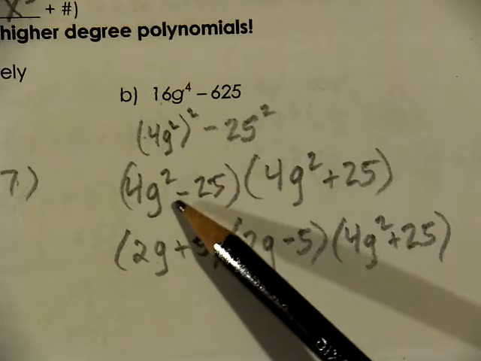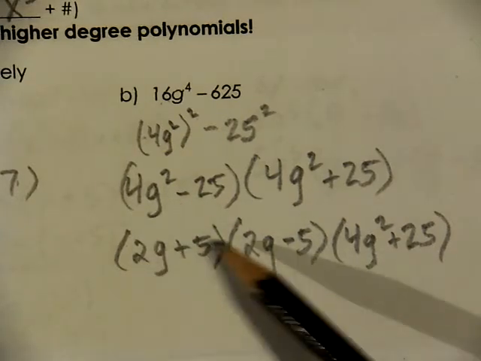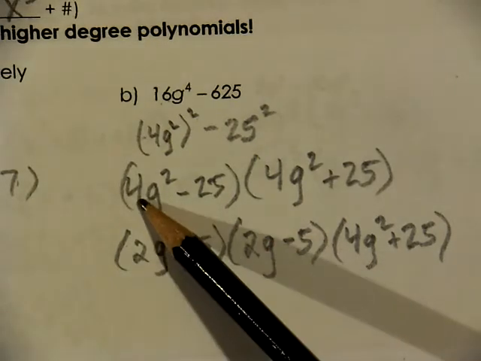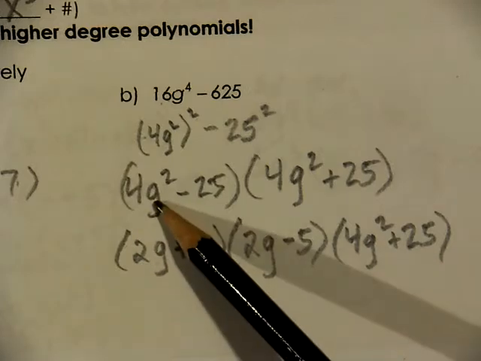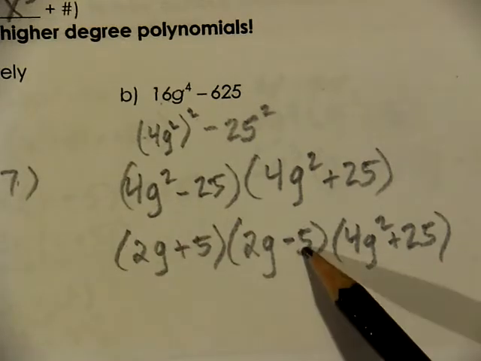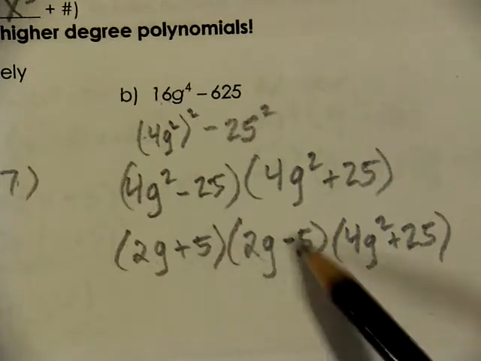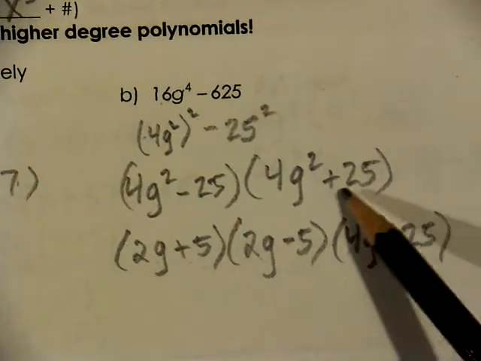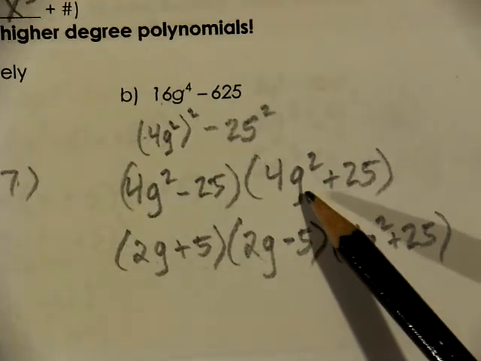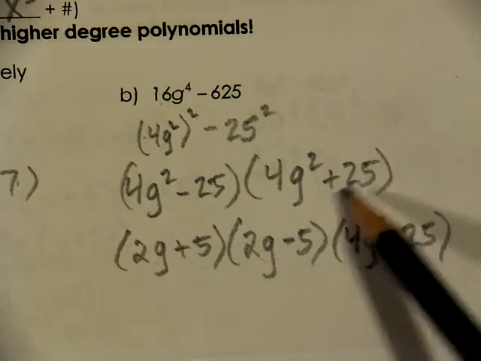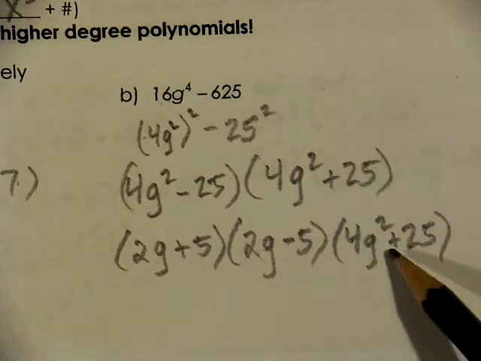Here we saw that this was the difference of two squares, so I factored it apart. 2 times 2 makes 4, g and g makes g squared. Negative 10 and positive 10 give you 0 in the middle, and 25. This here is not factorable. This is the sum of two squares, but the sum of two squares cannot be factored.